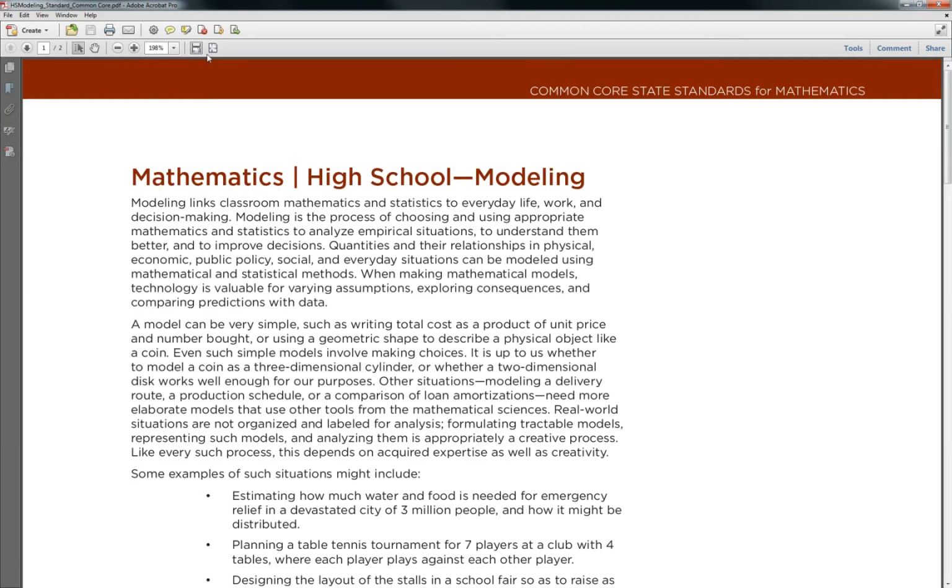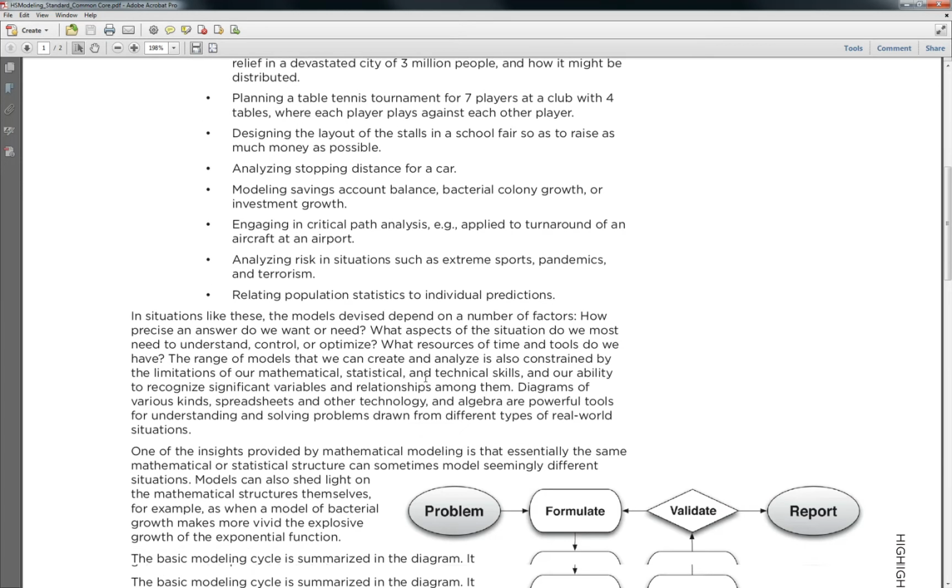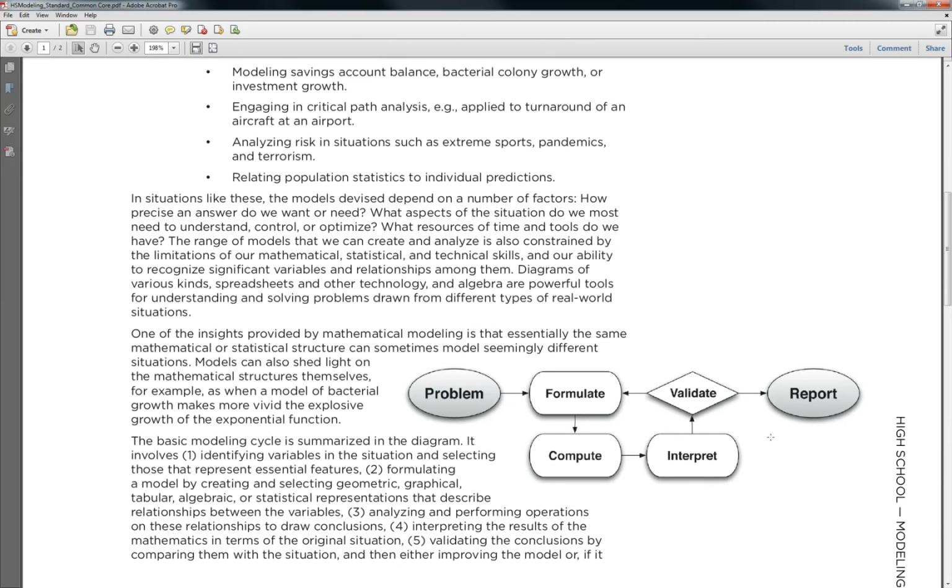So here we get a 2-page document that talks about, well, what is it? Here you can see that it's the process of choosing and using appropriate mathematics and statistics to analyze real-world situations, understand them better, and improve decisions. There are some examples of how that might look in a high school class. And there is, of course, the modeling flow chart that I showed you.